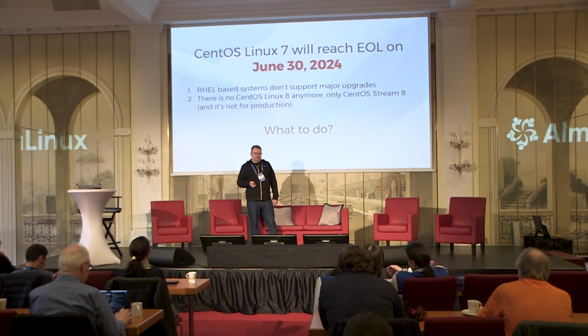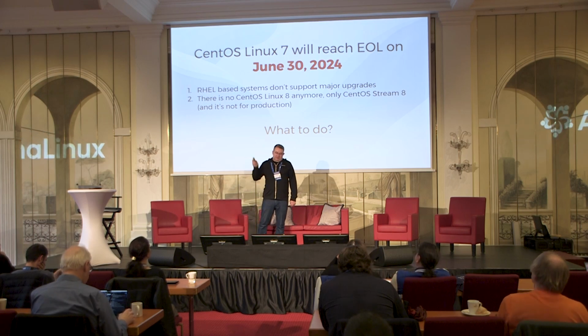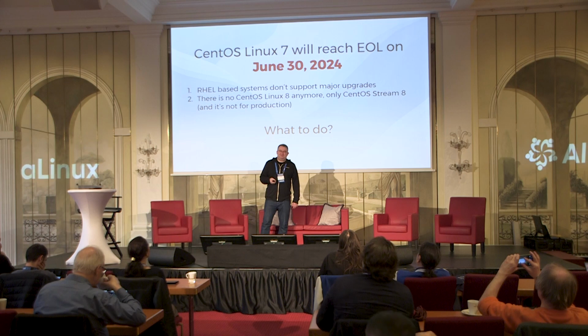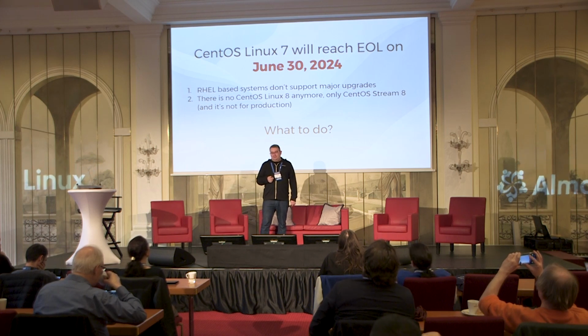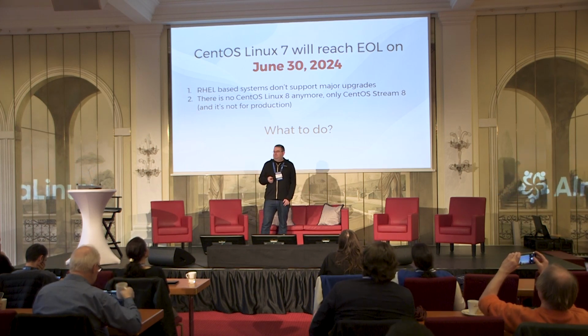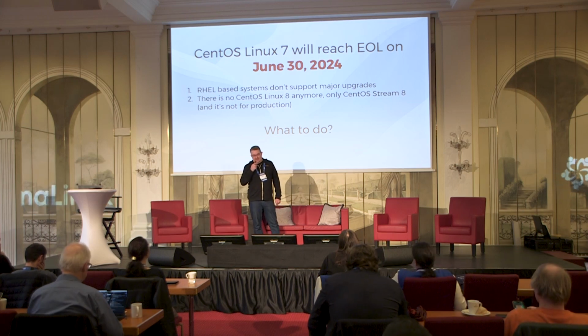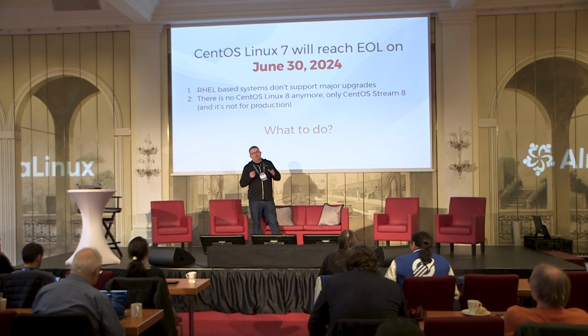Another thing I want to mention today, why this date is actually red. So everyone who is using CentOS 7 probably knows this date. It's not so hard to escape. Not so easy, because Red Hat-based systems don't actually allow you to migrate to the next major version.